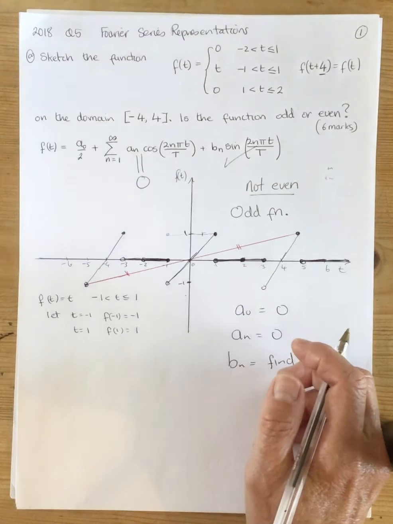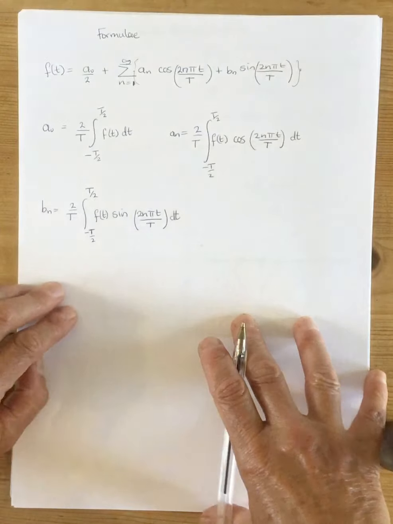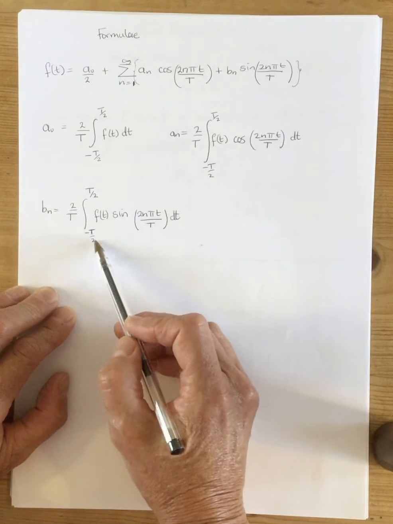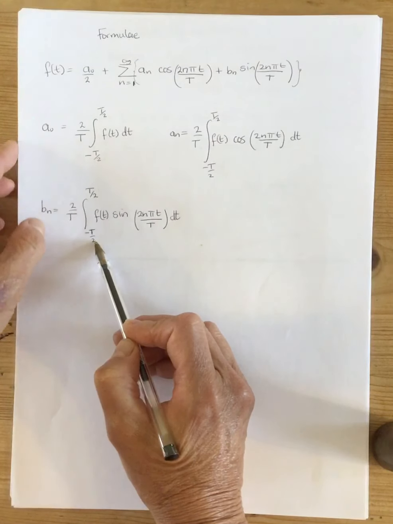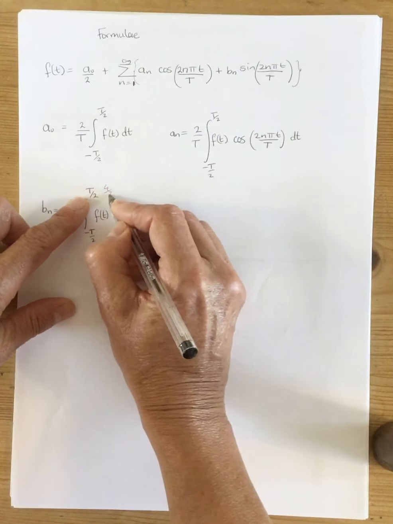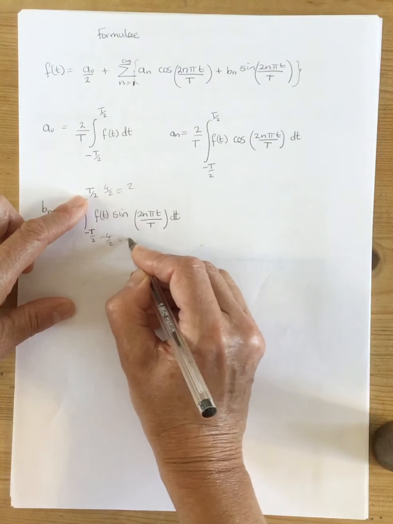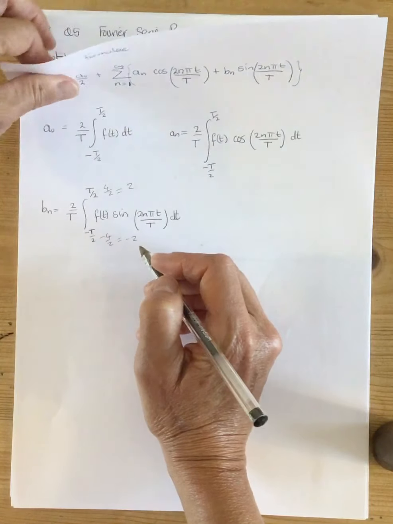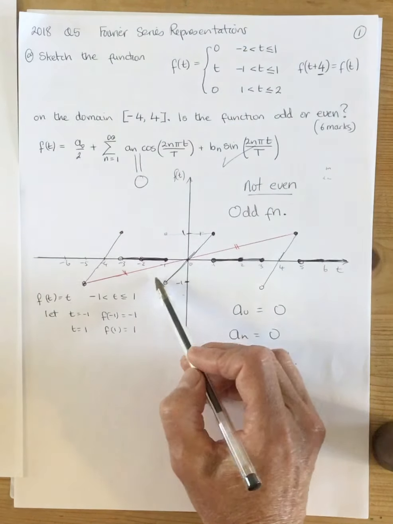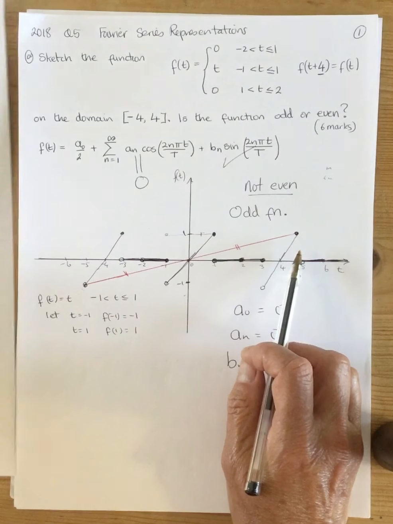Now there are a few formulas here, and the best formula for the b-ns that I'm going to use is this one here, between T over 2 and minus T over 2. That means basically T is the periodic time, so that will be 4 over 2 here and minus 4 over 2 here, which is basically between 2 and minus 2. That's great because this is what we've been given, between -2 and 2. So we will do that formula.